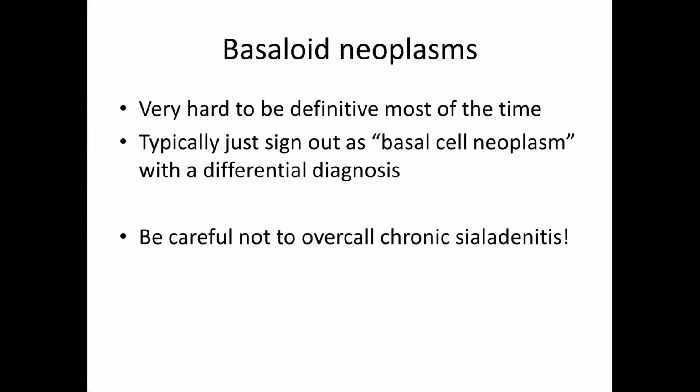So for these basaloid neoplasms, there's a lot of morphologic overlap. Again, you saw the adenoid cystic, epithelial-myoepithelial carcinoma, and basaloid squamous cell carcinoma all overlapped, and one's a MET, one's a low-grade malignancy, and one's a high-grade malignancy. And if I were to throw an aspirate of a basal cell adenoma in this PowerPoint, it would look basically identical to those other three entities. So a lot of times we just sign it out as a basal cell neoplasm, basaloid neoplasm, and give a differential diagnosis. The main thing, again, that I try to do is to not overcall chronic sialadenitis. So these are always frustrating and not that gratifying to sign out, but this is just where we are most of the time.